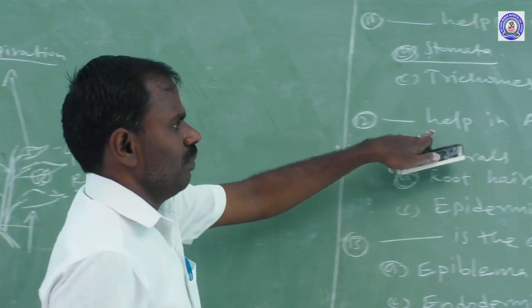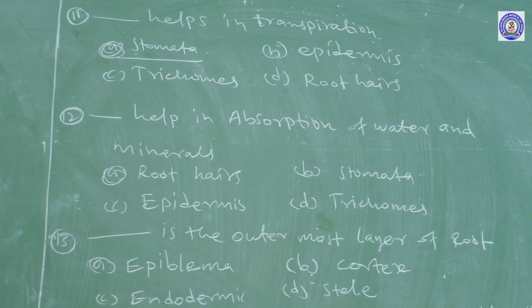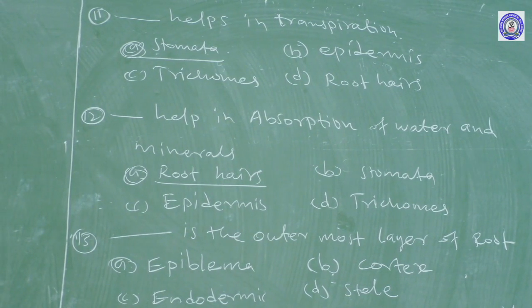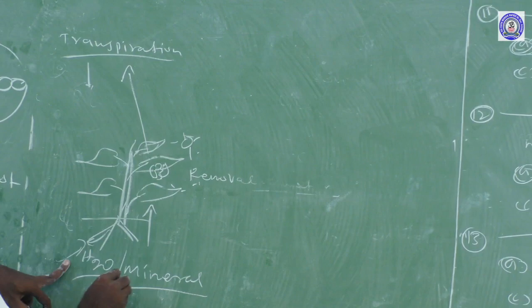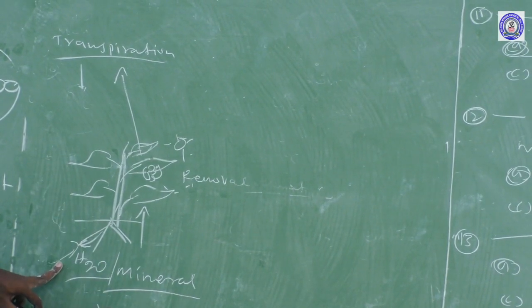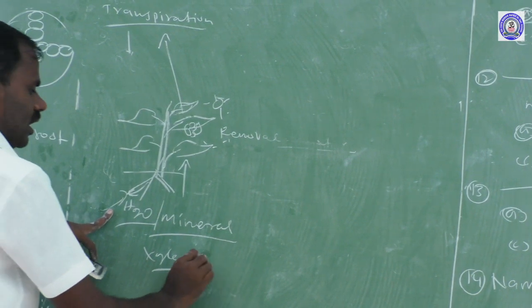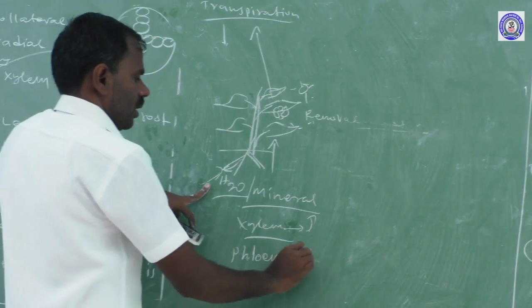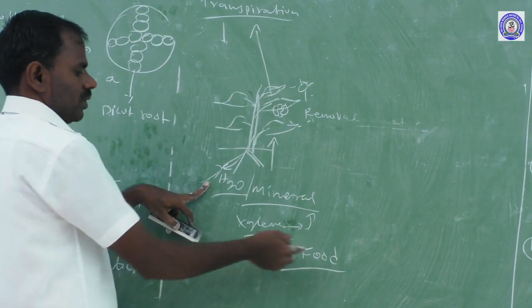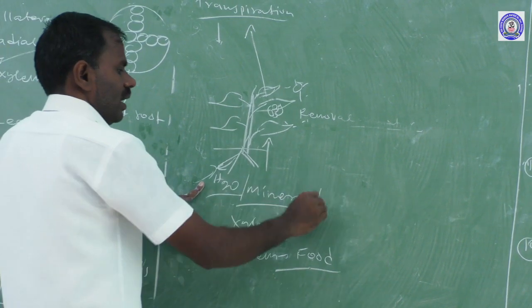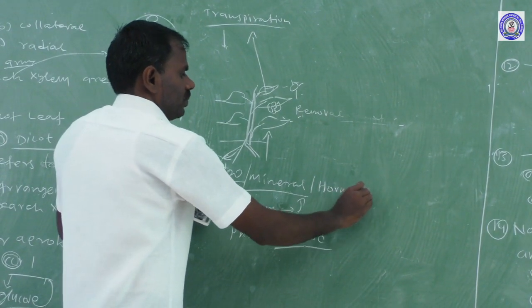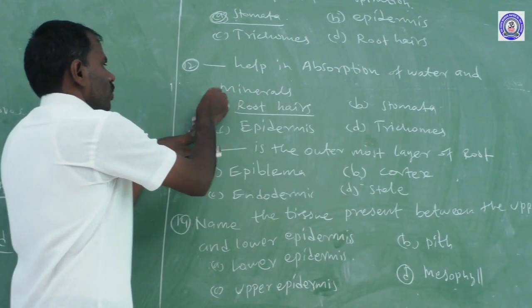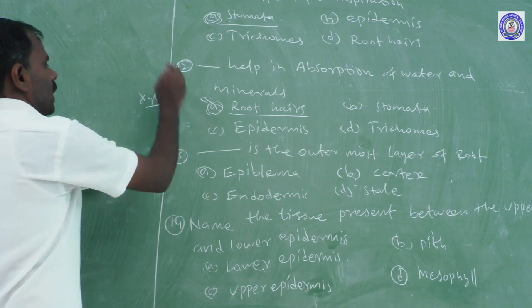Next, which structures are involved in the absorption of water and minerals? Water and minerals are absorbed through the root hair zones and conducted in the xylem. The xylem conducts water, minerals and hormones, and the phloem conducts food materials. So the absorption of water and minerals through the root hair zone occurs through the xylem.